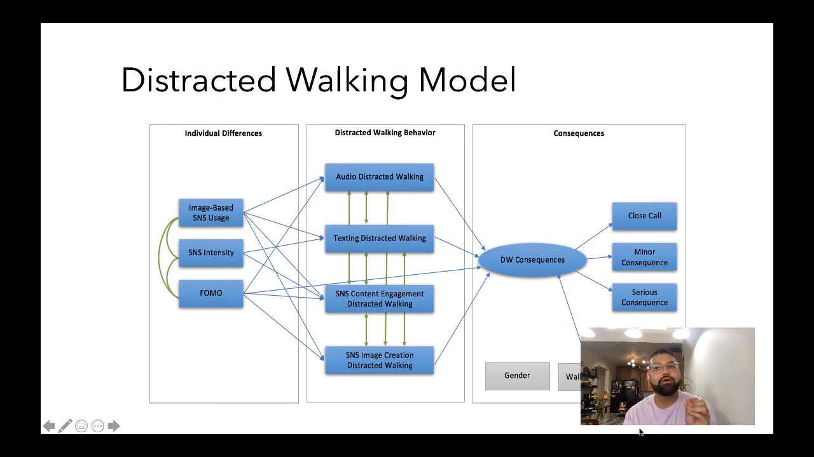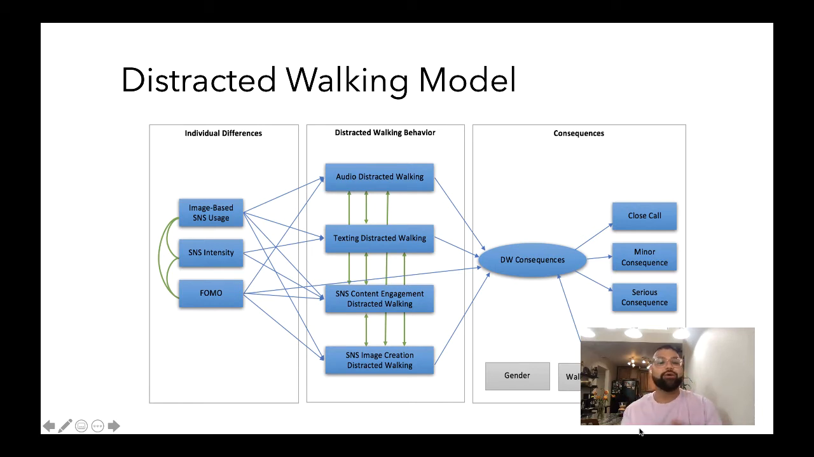What's developed in this model, it's not a theory yet, but it's working towards building theory, building understanding, is that on one side, you don't need to understand what's going on here, but I'm just going to break it down for you. We have concepts like on my left, so maybe your right, the image-based SNS, that means image-based social networking sites. For instance, Instagram, TikTok. SNS intensity, how intense someone uses an app. And FOMO, the fear of missing out. We thought these individual level variables or concepts had an impact on the distracted walking behavior, and that led to consequences like close calls, minor injuries or serious injuries. At the end, you see a box for gender and walking time. We thought those are variables that influence this relationship.